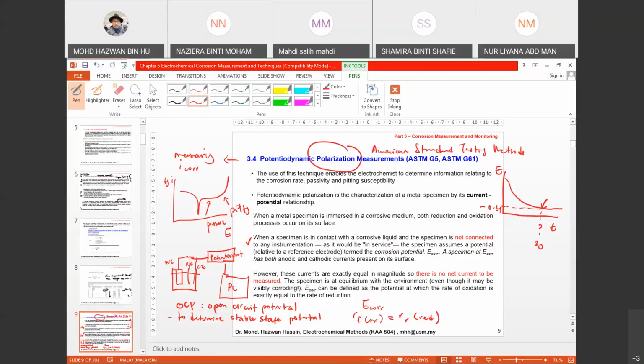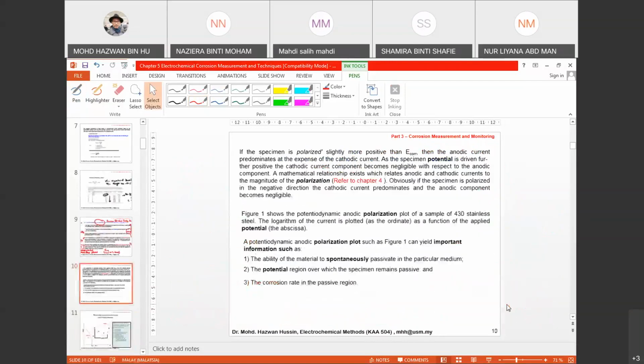Because if you remember, this technique is a polarization technique. So with this value, we will do polarization from minus 0.4, and then you will increase or decrease the potential value, eta A or eta C. So you will get a response of current at the anode, and you will get a response of current at the cathode. So this will result in the so-called Tafel plot.